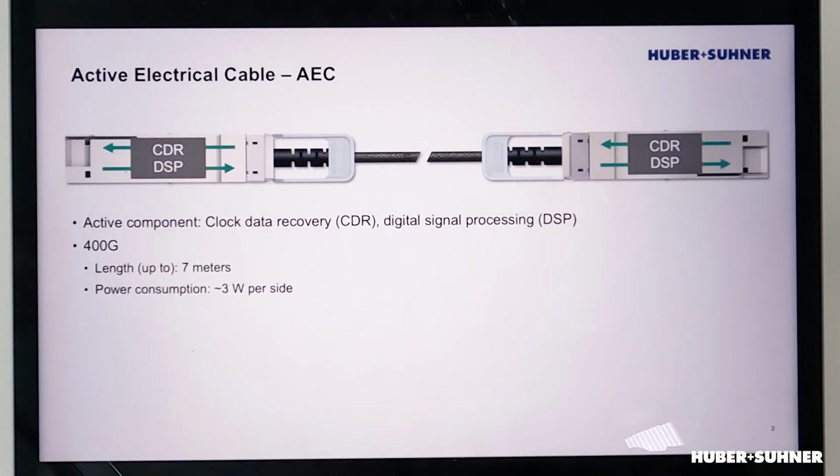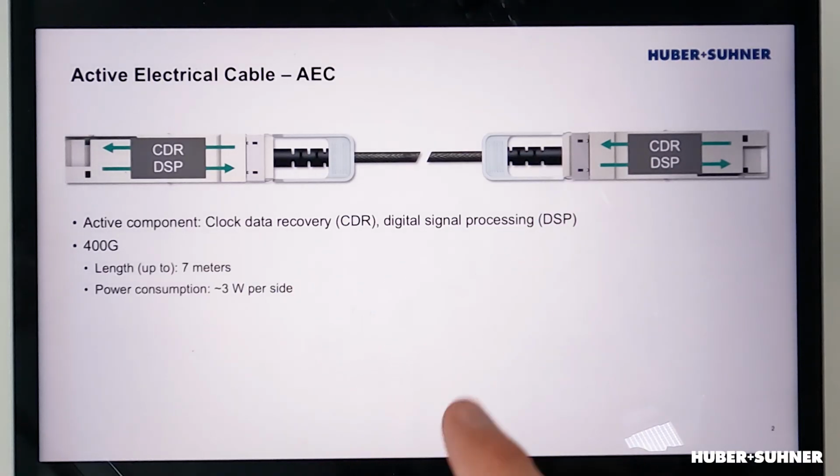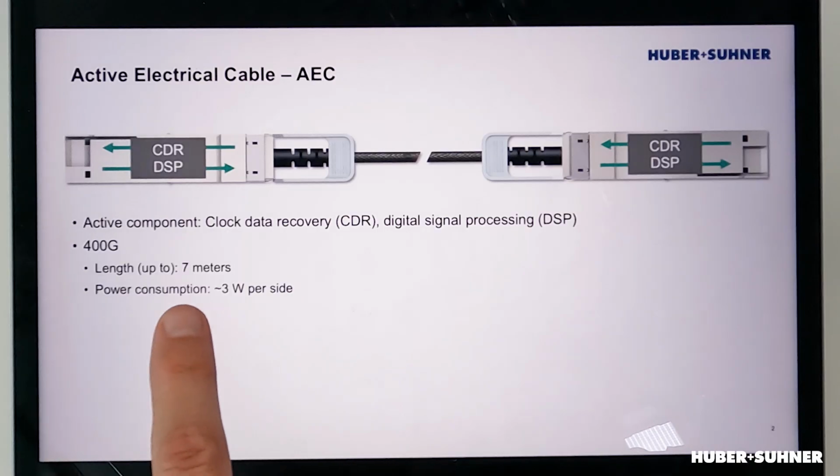I mean, only 3 meters at 800 gig, and that is then where the AECs, or active electrical cable, comes into play. And in this case, we now have got much more advanced components built in. So we're talking about a clock data recovery chip, and we're also talking about digital signal processing on either side of the link, both for transmit and receive. But if we now have a look again at the 400 gig, you will see that we now can achieve a length of up to 7 meters, which is good.